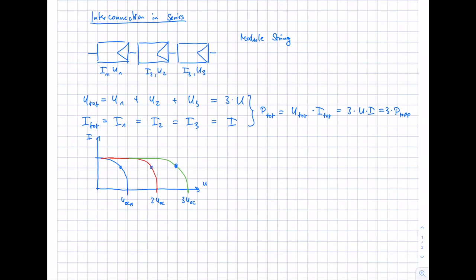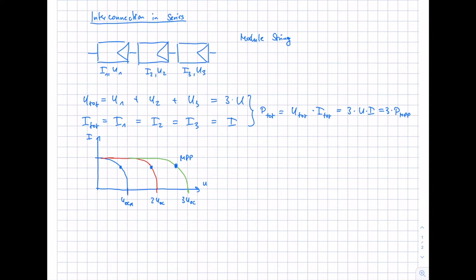These dots represent the MPP. So finally, the maximum power point has shifted to the right hand side. We increased the power by a factor of 3, and that is what we get if we interconnect modules in series, that we get a module string.